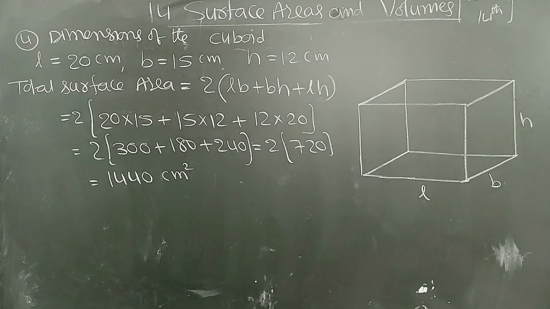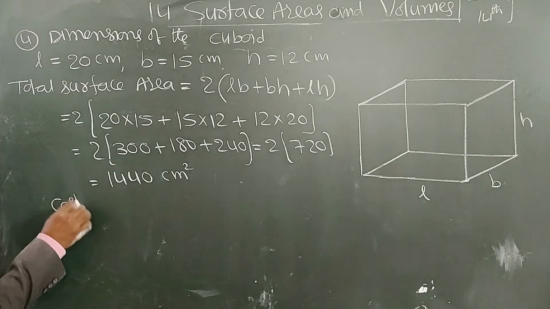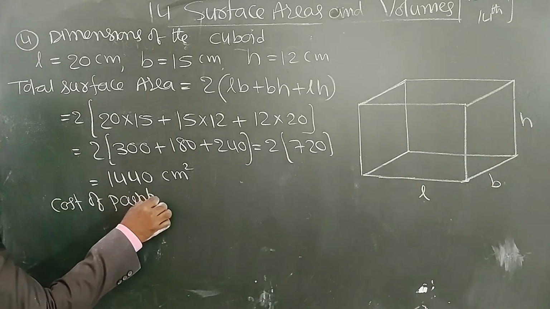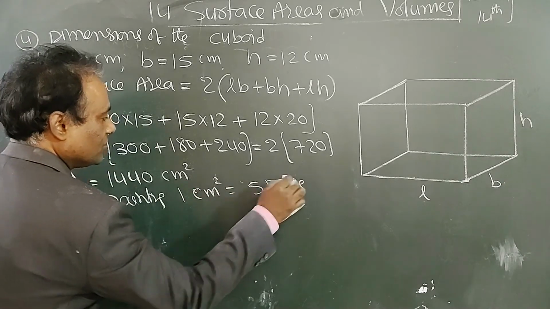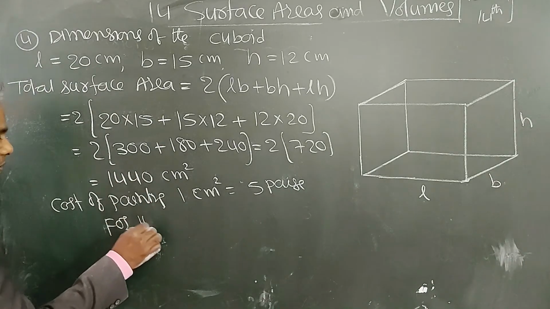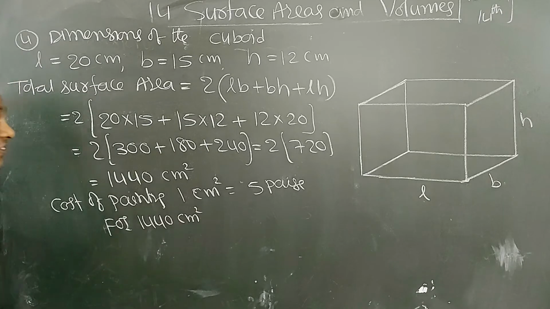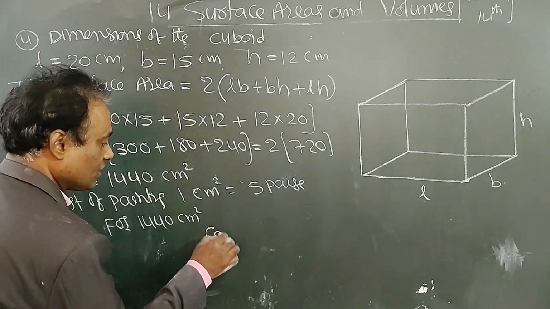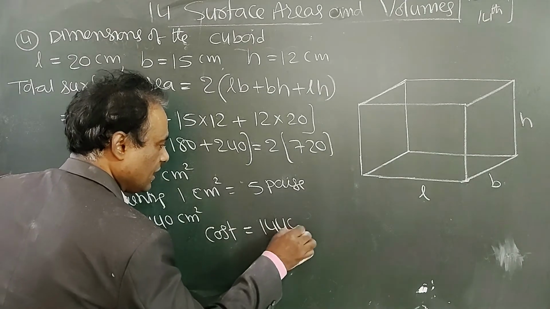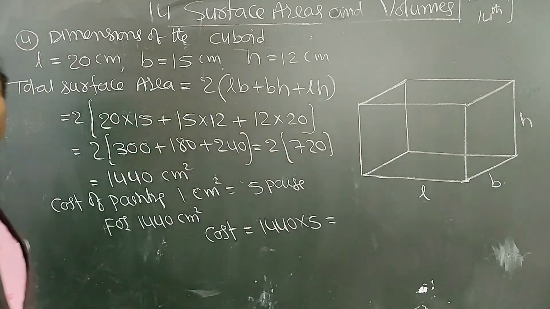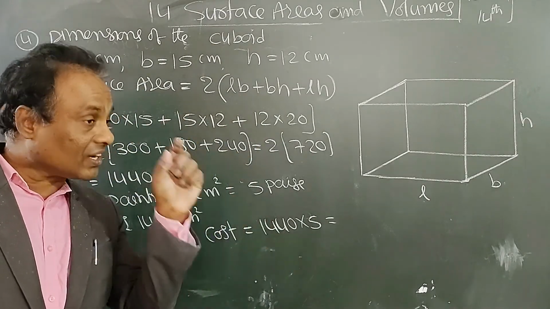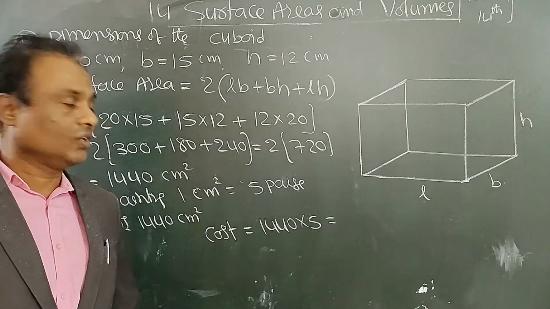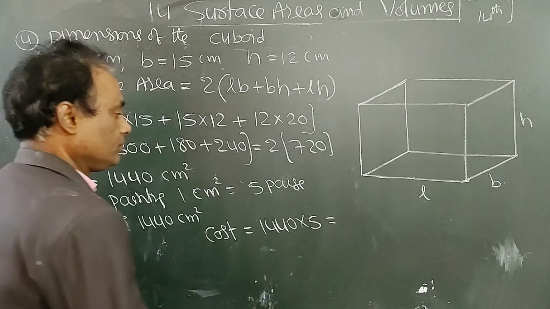What is the cost? 5 paise per square centimeter. Cost of painting: 1 square centimeter, 5 paise. So for how much area do we have to paint? 1440 centimeter square. So the cost is equal to 1440 into 5 paise. What is the cost of painting 1 square centimeter? 5 paise. So 1440 area into 5 paise.